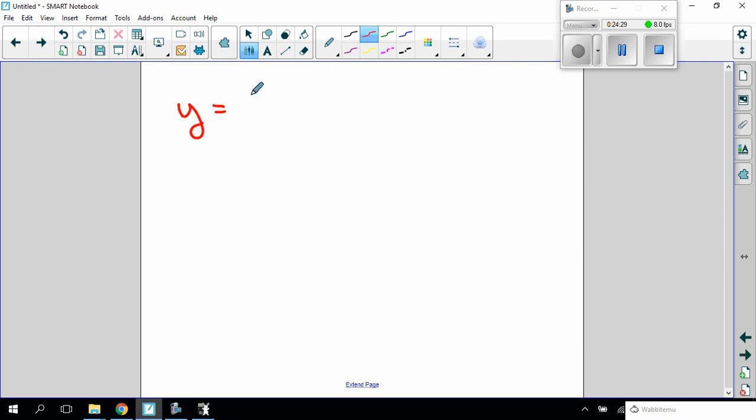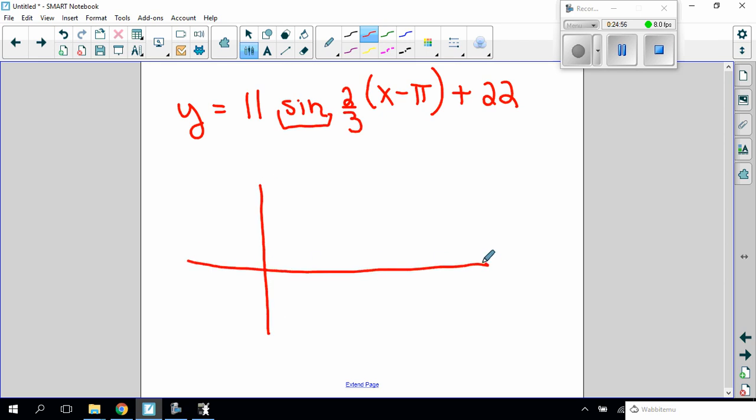Y equals 11 sine 2/3 (x minus pi) plus 22. Now, let's be honest. It looks like sine. I can start graphing it right now. No flippy out front. 1, 2, 3, 4. 11 high, 11 low. Looks like sine.